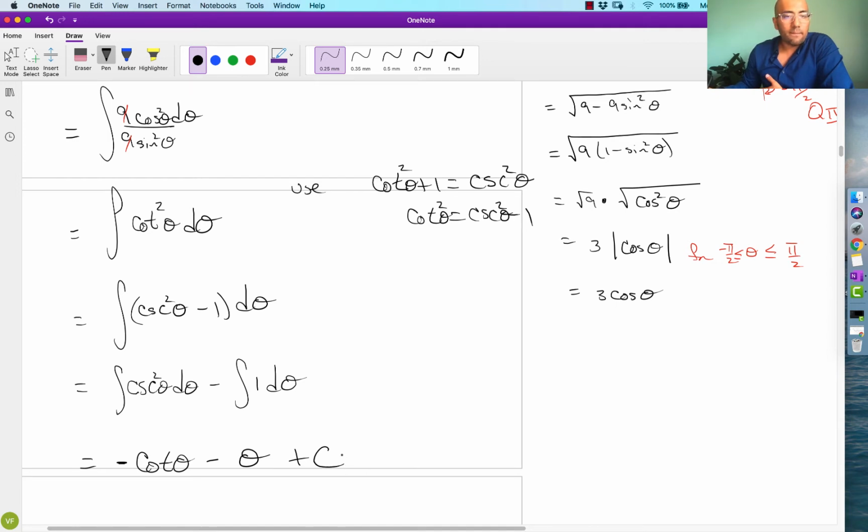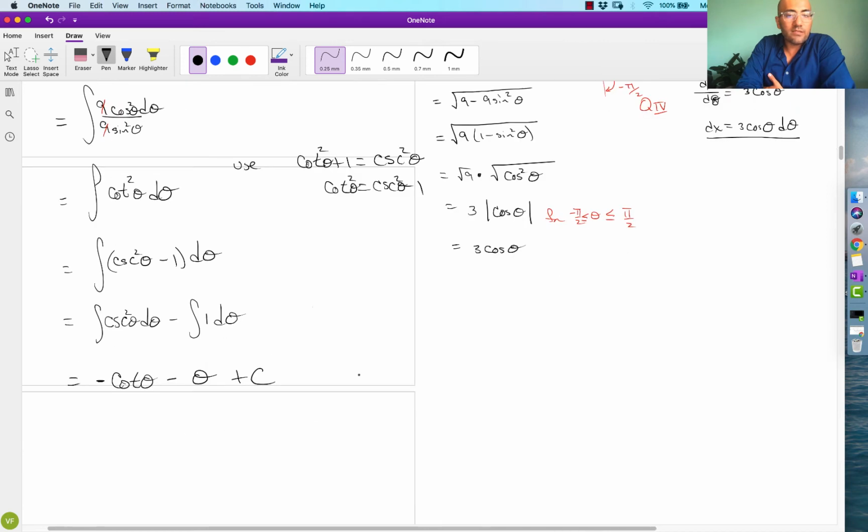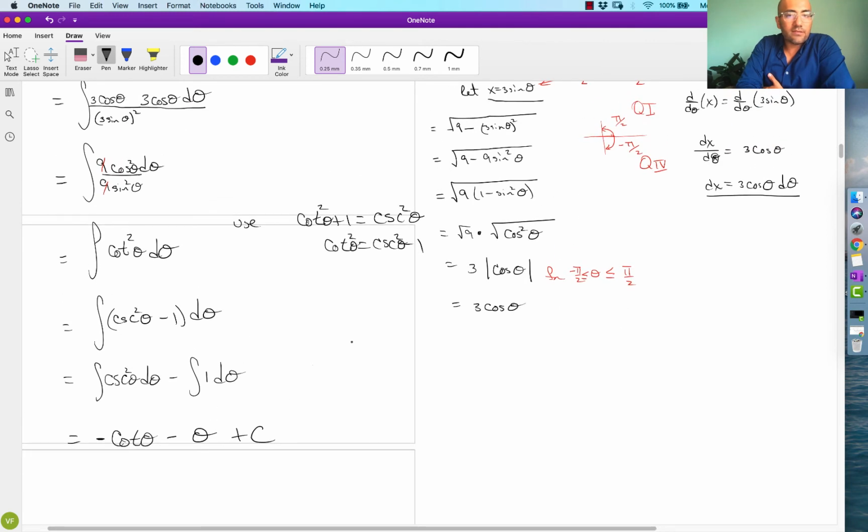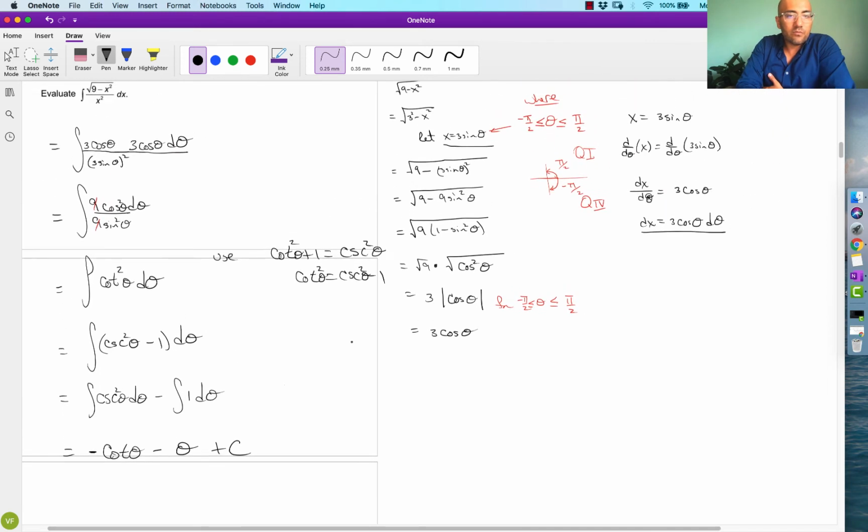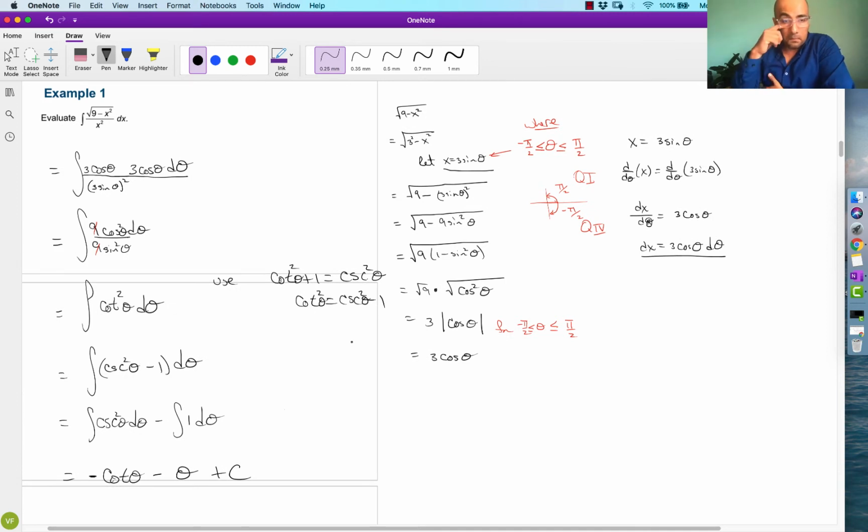Good. Okay, we're almost done, except that the original question was given to us in terms of the variable x, not the variable theta. So we have to go back and retranslate our final response in terms of the variable x. Let me zoom out a little bit more to capture some of this.